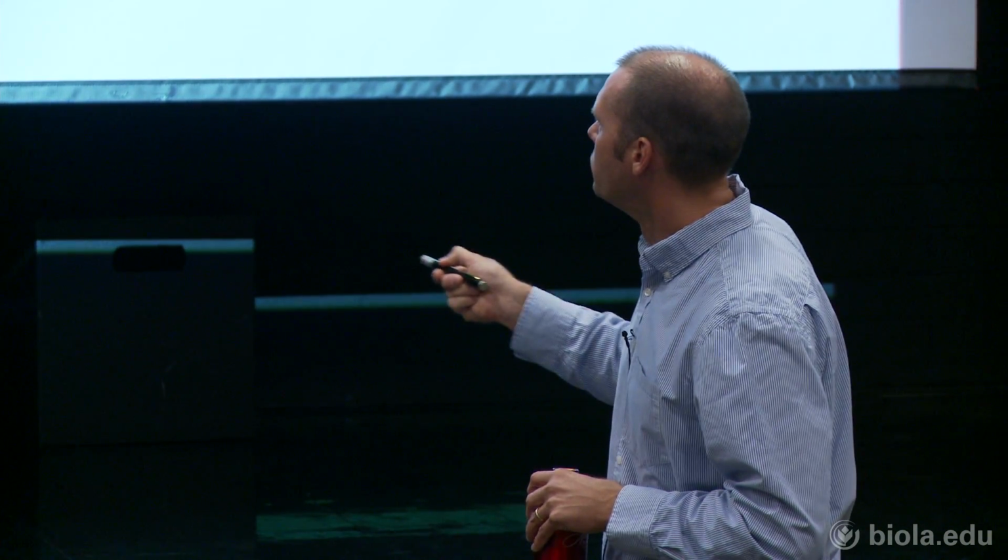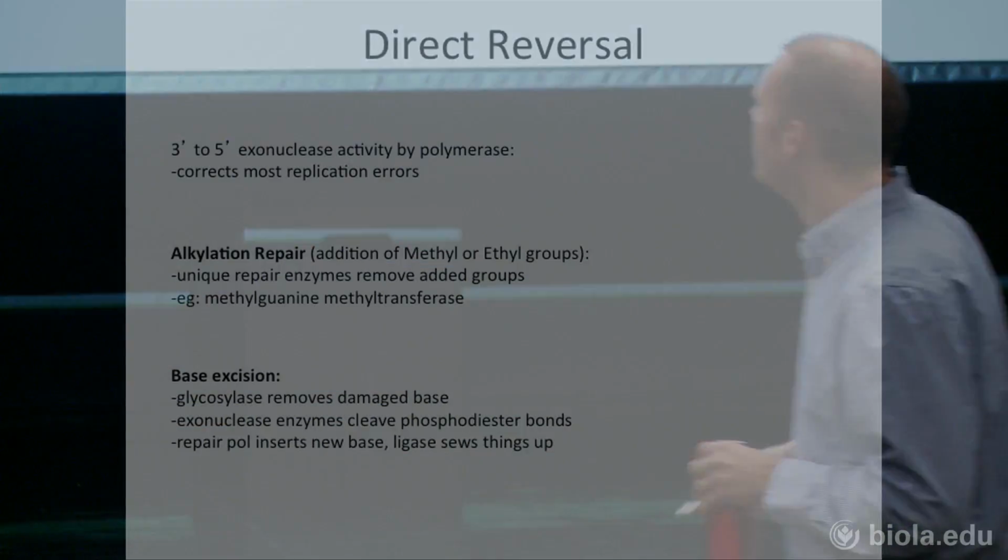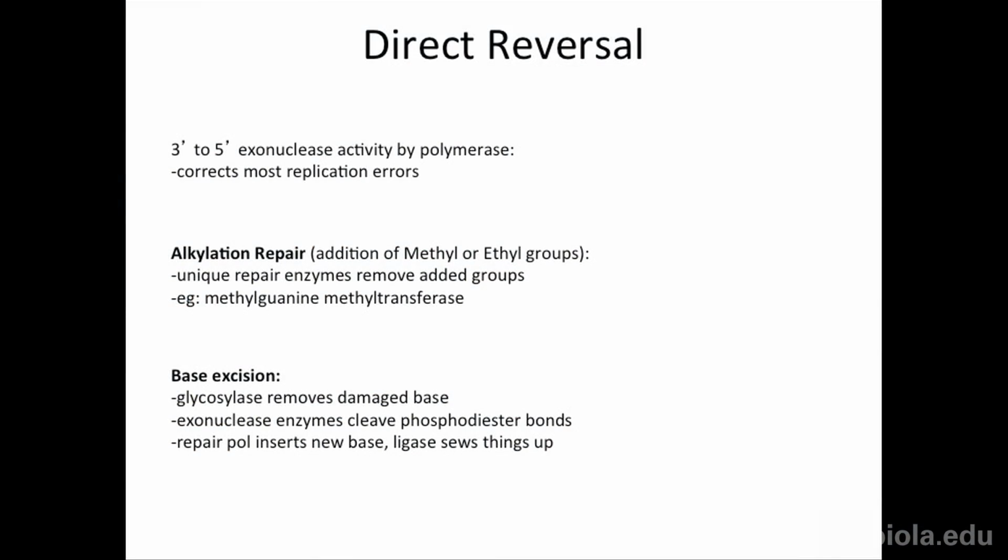And if you can't remove the foreign group, well, you might be able to just go in and remove the single base, right? It recognizes, I don't know how to remove that ethyl group off of the thymine, but at least it can recognize that's an inappropriate thymine, and so it'll just cut it out, put the new proper nucleotide in, right? So this would be an exonuclease or an endonuclease, goes in, clips out the inappropriate base, and DNA polymerase comes in and repairs it.